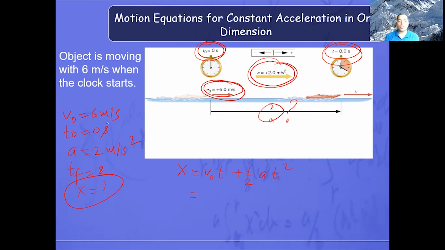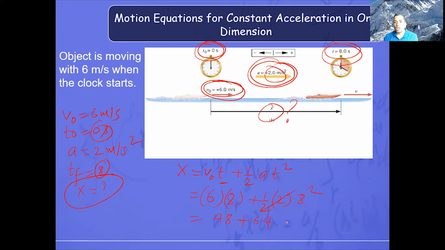So what is my v0? v0 is 6. What is my t? t means the total time, 8 minus 0. So that's my t, which is 8. Okay, plus 1 over 2. What is my a? a is plus 2. You can simply write 2 here. Then what is my t? t is 8 squared. Okay, 48 plus, this cancels out, 64.